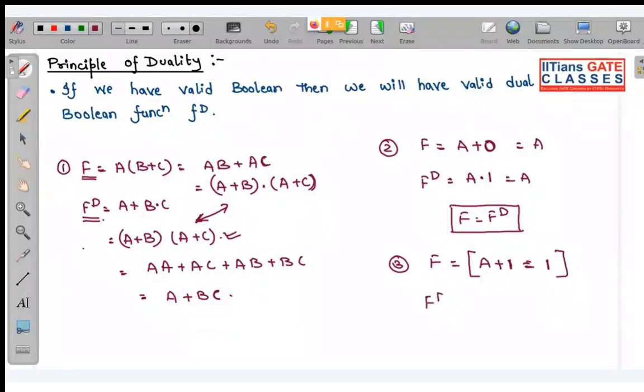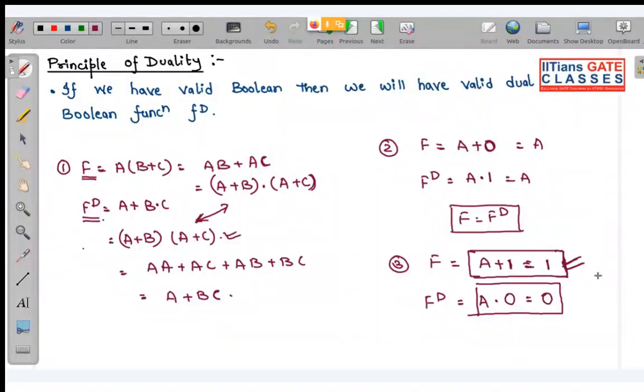Now what will be f dual? So f dual, this will be what? A, plus will be replaced with a dot, and 1 will be replaced with a 0, and over here this one is also going to be replaced with 0. So here you could see in this expression LHS equals RHS, over here also LHS equals RHS. So this is known as the principle of duality, that whenever you have one valid Boolean expression, the dual for that is also valid. I wasn't taking this into account when I was solving.